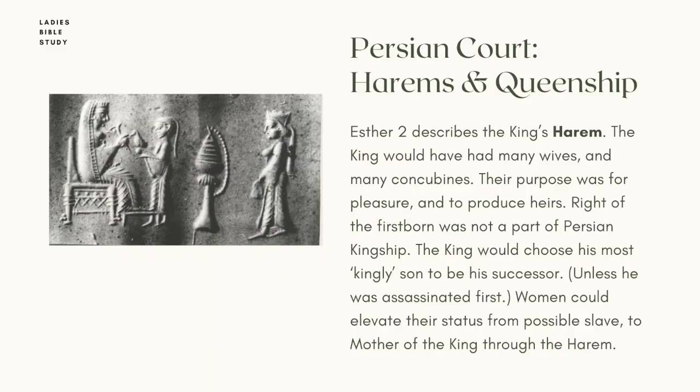Next thing to mention, harems. I'm going to talk about this in a minute. Sex is mentioned a lot in Esther. There's no way to sugarcoat this. Esther 2 describes the king's harem. Now, the king would have had many wives and many concubines. There was no monogamy in the Persian court. We're going to see this after the king rejects Vashti in chapter 1.